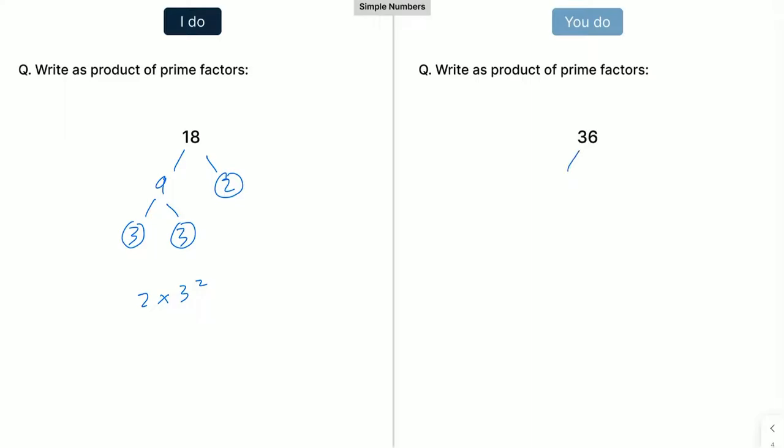Again, hopefully you've pressed pause and had a go at this one. There's many ways you can break it down, but I'm going to go with 6 times 6. Now, neither of them are prime, so that's going to be 3 times 2 and 3 times 2, which gives me 2 squared times 3 squared. Again, you can write that as 2 times 2 times 3 times 3.